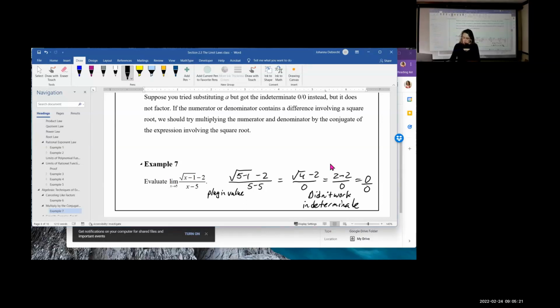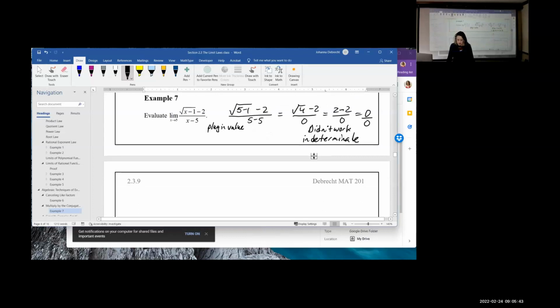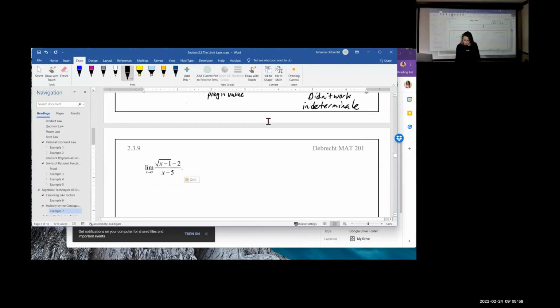So what we're trying to do instead is find out if the limit exists by multiplying by the conjugate of the part of the fraction that has the radical in it. We've got the radical here in the numerator, so we're going to multiply by the conjugate of that particular term. So what we're looking at doing is multiplying by the conjugate of the square root of x minus 1 minus 2. So we're going to multiply this by the square root of x minus 1 plus 2.